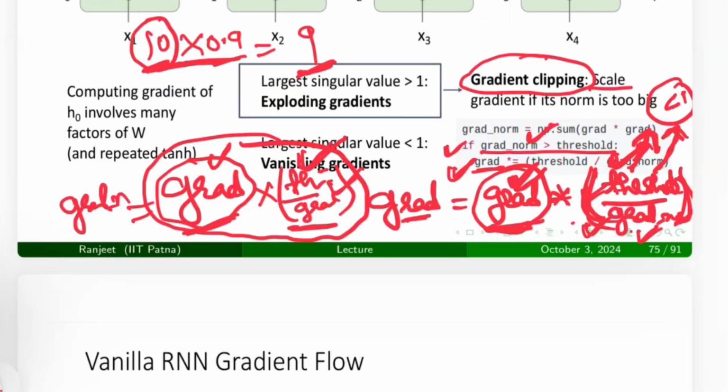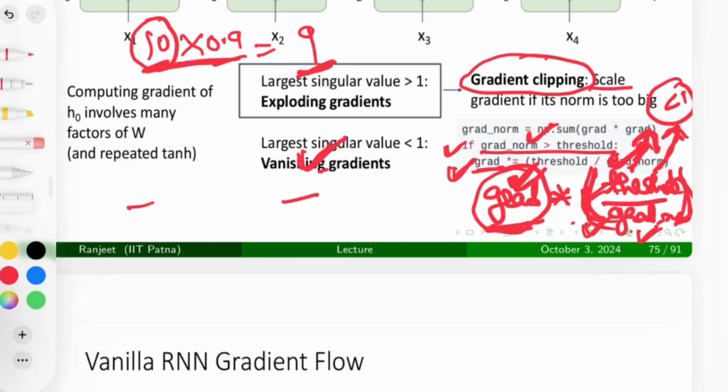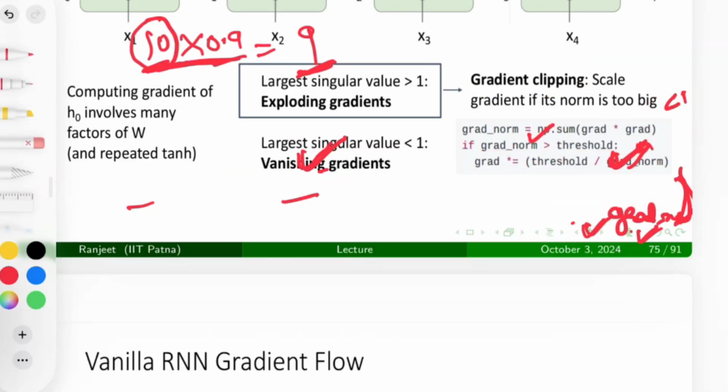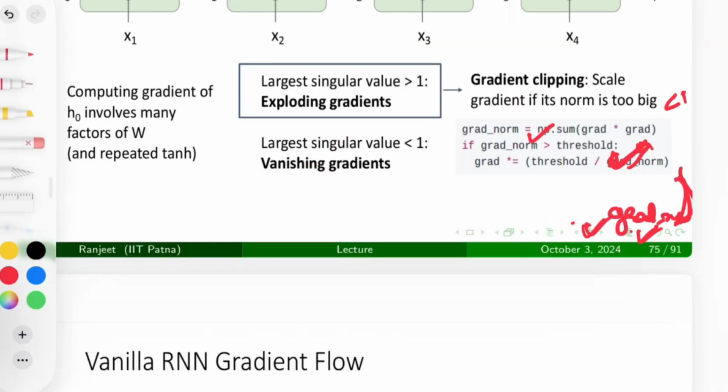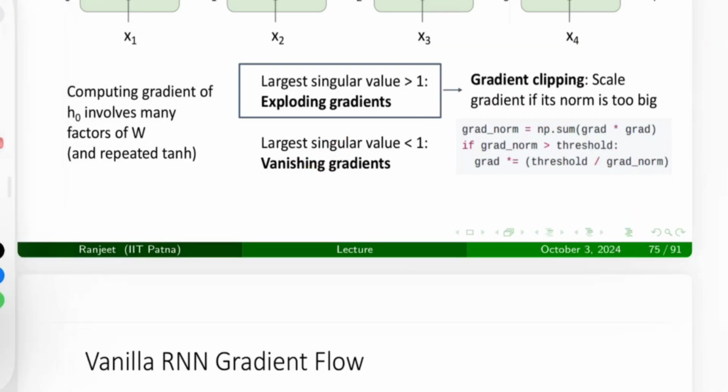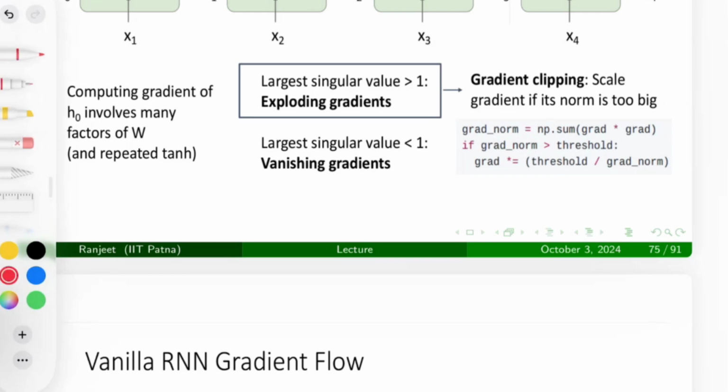Now what about the vanishing gradient issue? How do we solve the vanishing gradient issue? For exploding, we got the solution. At least this is a feasible solution that we can use. I'm not saying that this is a highly accurate solution, but it can be used. Now let's see what we can do with the vanishing gradient.